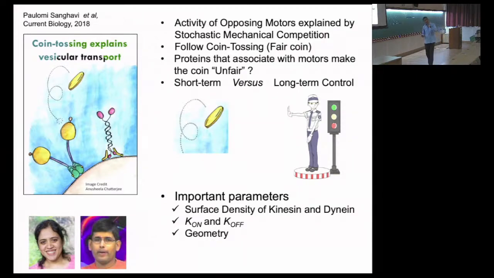However, the role of the regulatory mechanisms might be to bias this coin. So there's a hypothetical way of thinking about transport: you have a coin where you decide this way or that way, but that coin need not be just your regular coin. It can be a biased coin. That biasing is happening by all those other proteins which are attached to these motors. That can happen over different time scales.